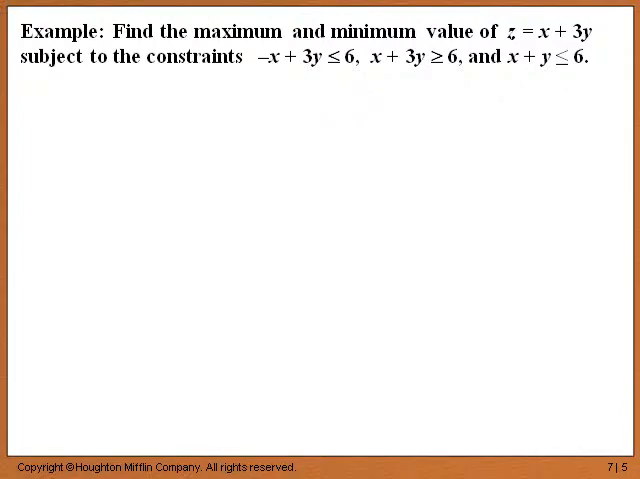Another example: find the maximum and minimum value of z equals x plus 3y subject to the constraints negative x plus 3y is less than or equal to 6, x plus 3y is greater than or equal to 6, and x plus y is less than or equal to 6. We have our constraints, we have our objective function. We want to find the maximum z and the minimum z.